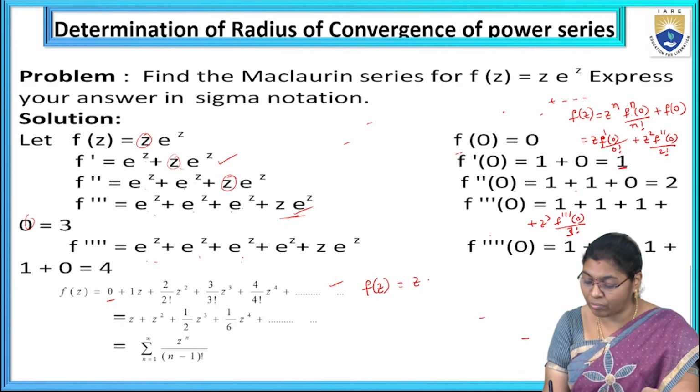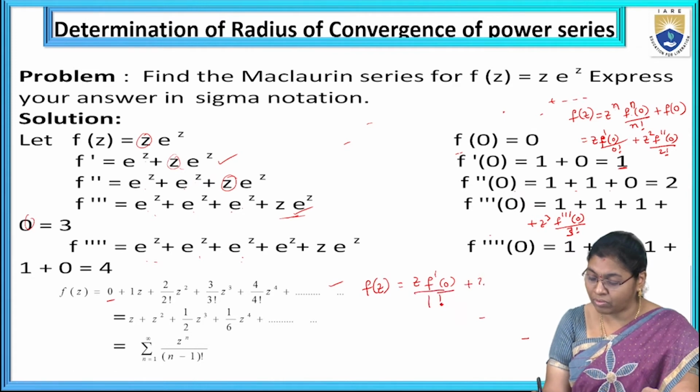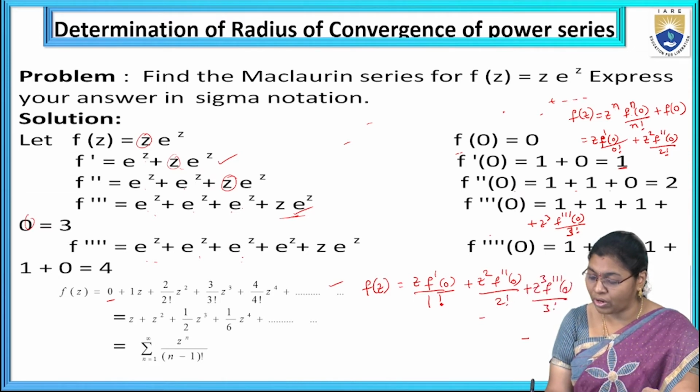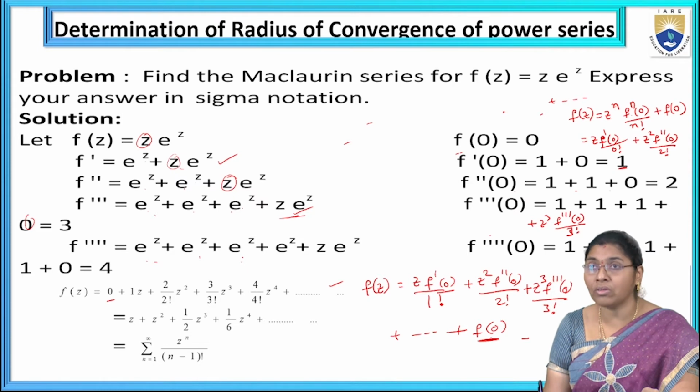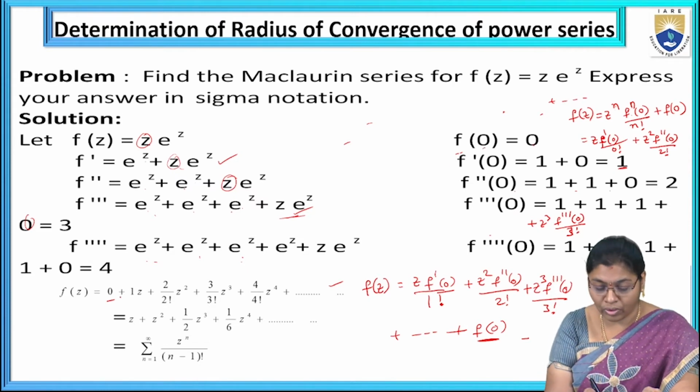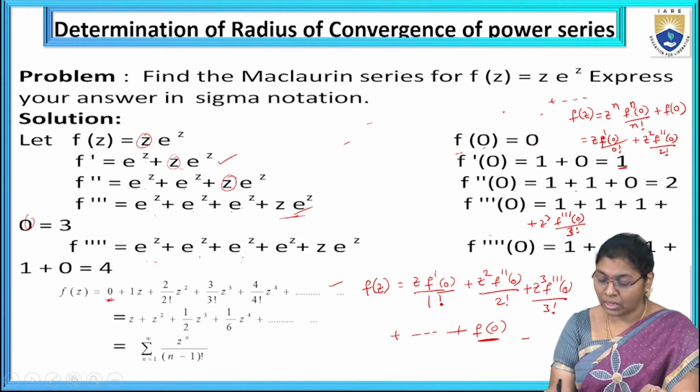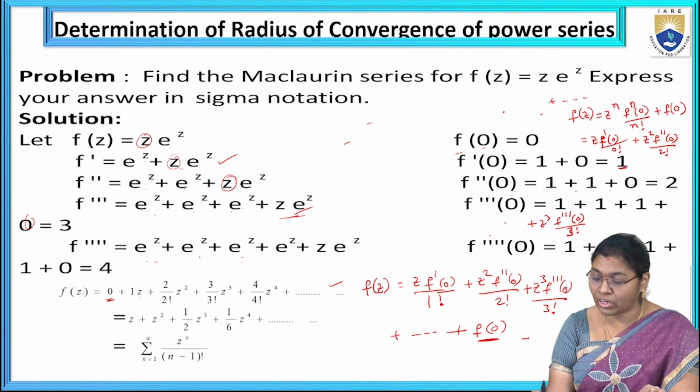First step, we are splitting that one better. F dash of 0 by 1 factorial, plus z square by f double dash of 0 by 2 factorial, plus z cube by f triple dash of 0 by 3 factorial, plus up to so on, plus f of a. Here f of a is f of 0. F of 0 value is 0. Substituting that one first. Plus z as it is, f dash of 0 value 1, substituting 1 by 1 factorial, 1.